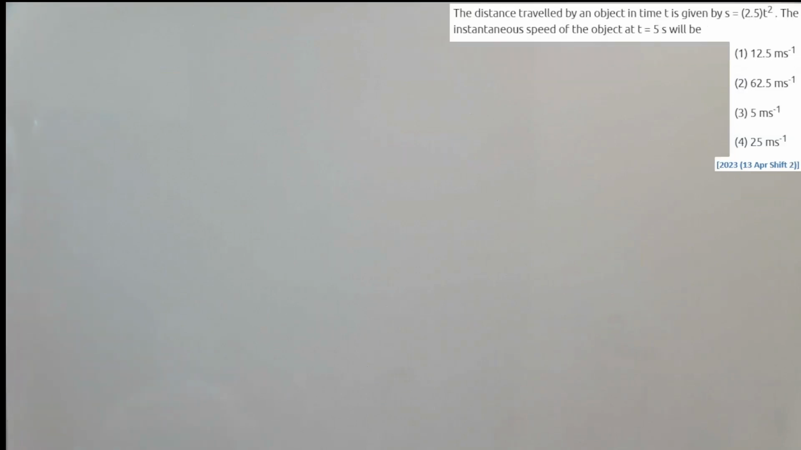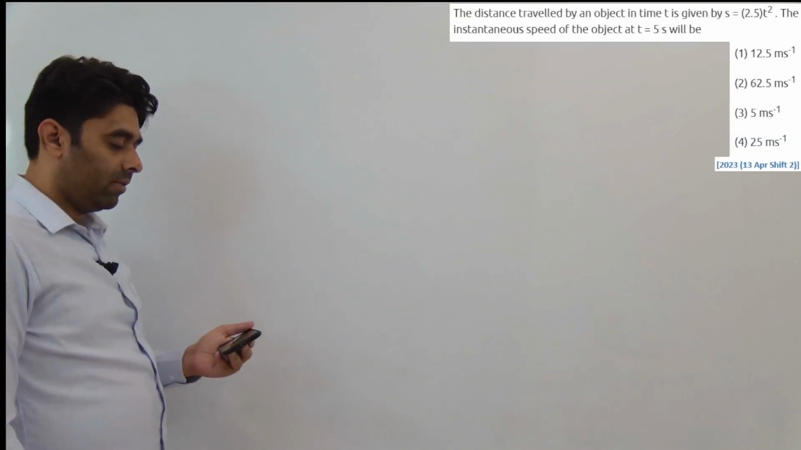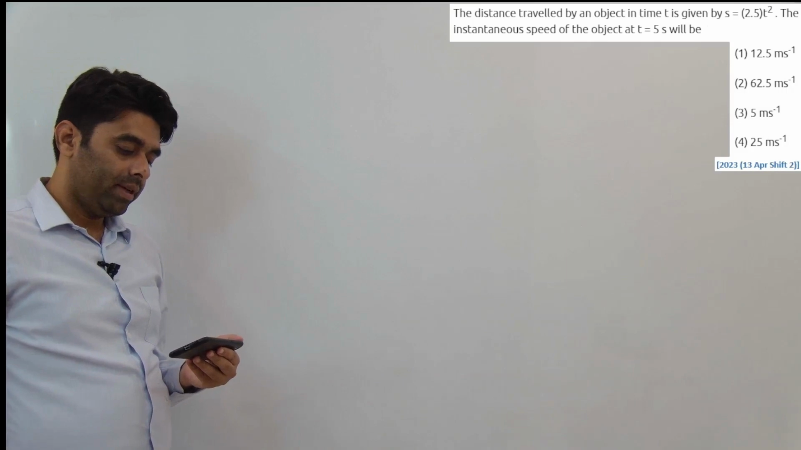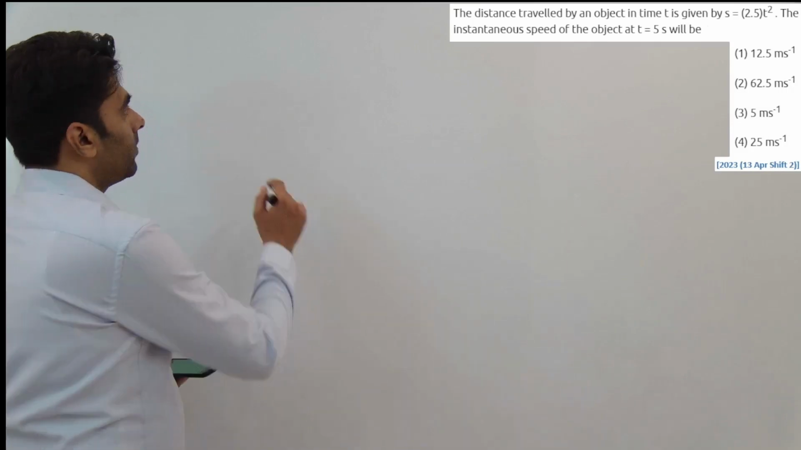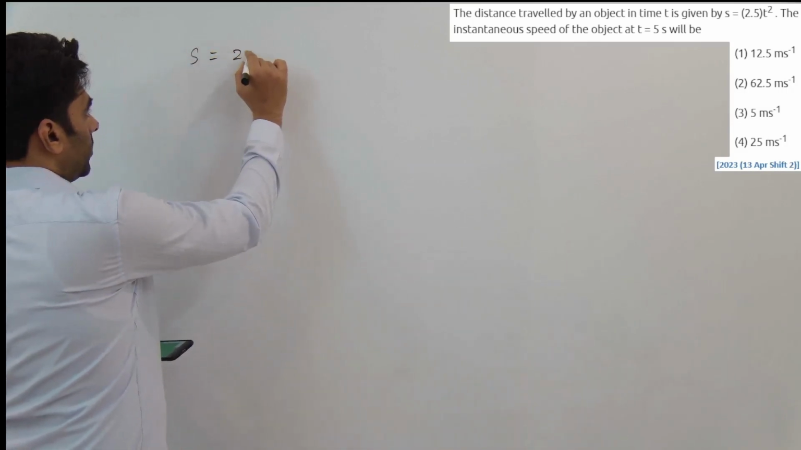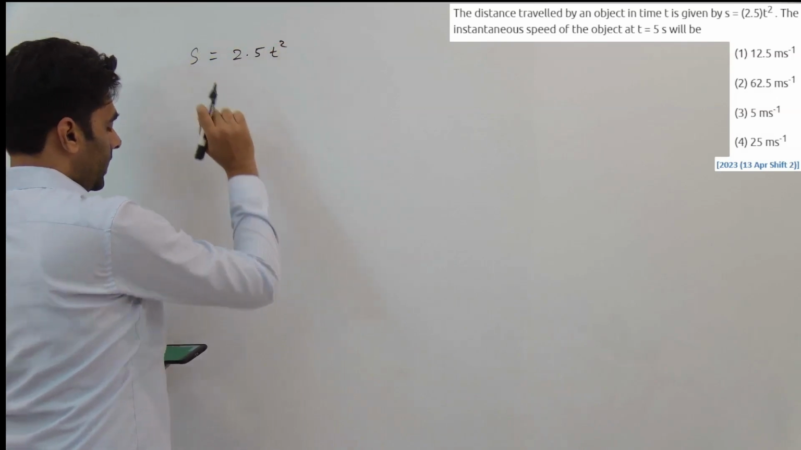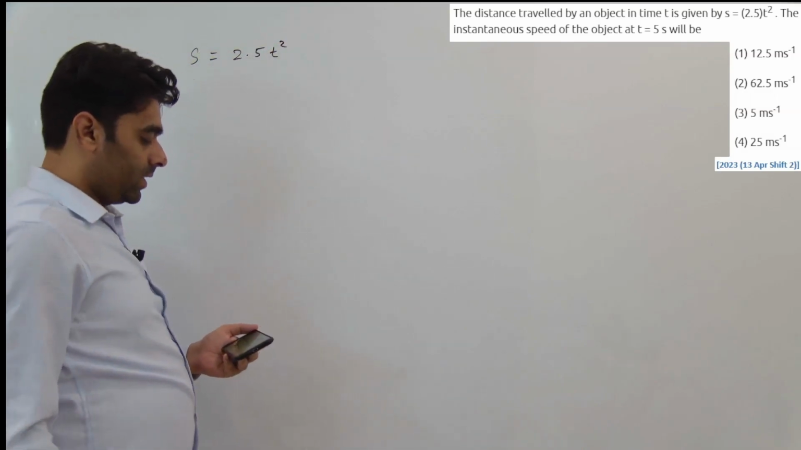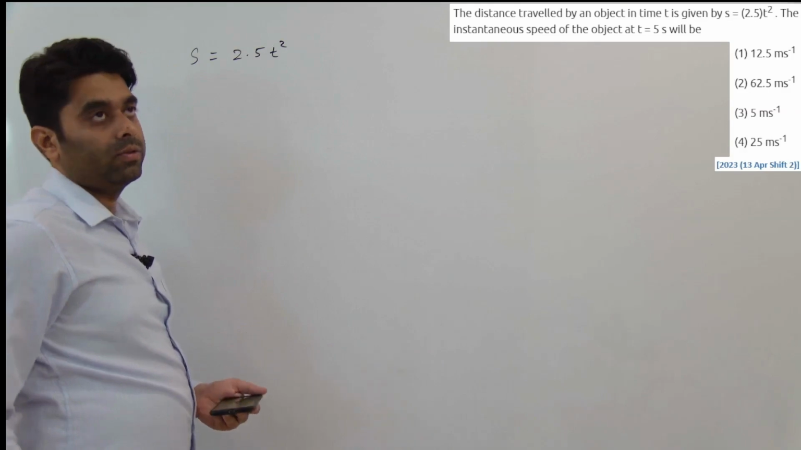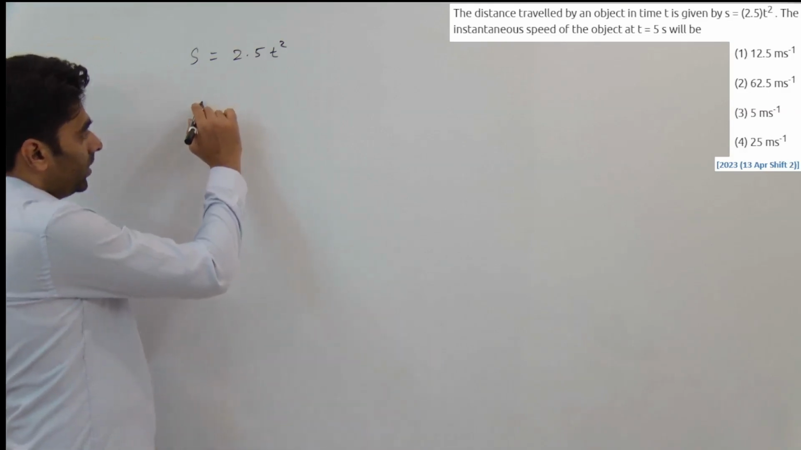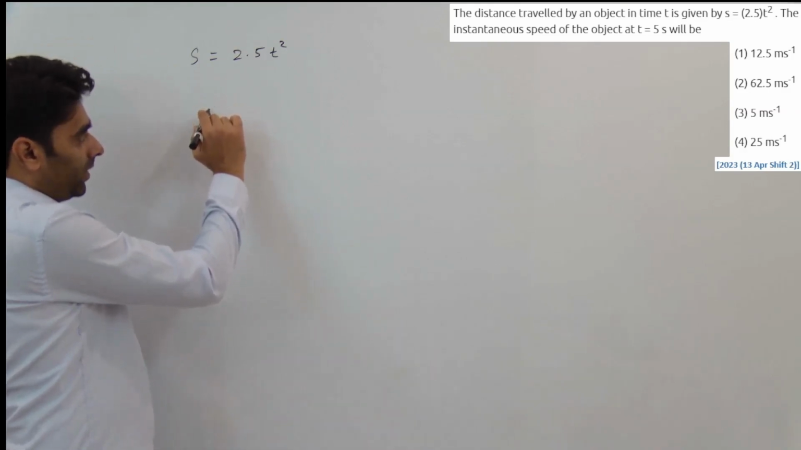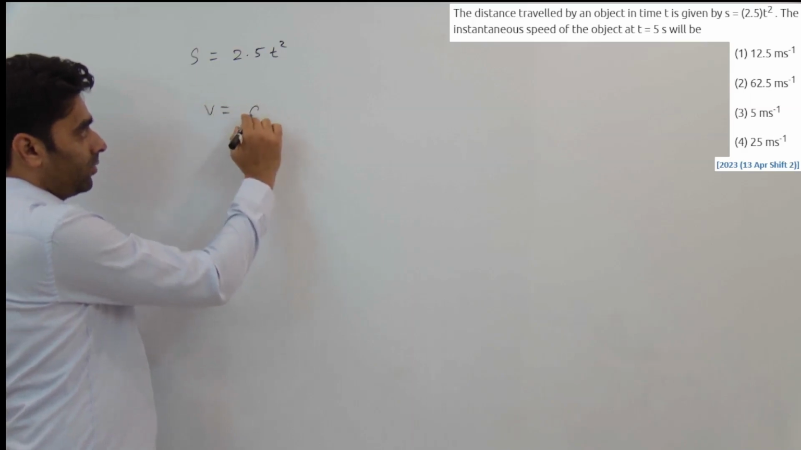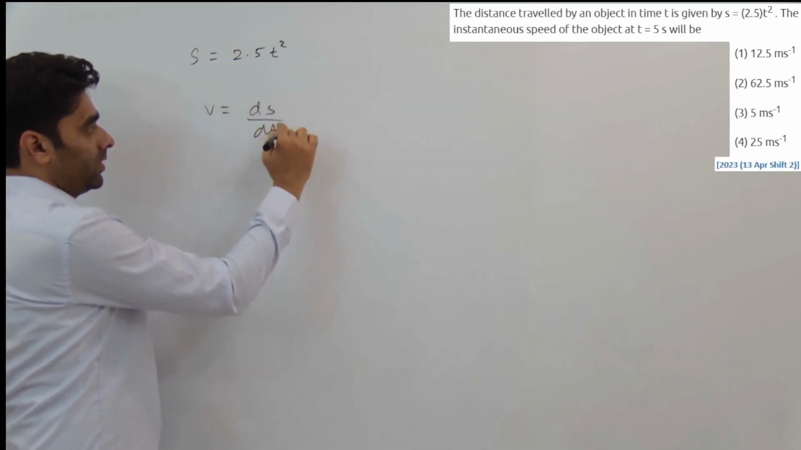So the next question says the distance traveled by an object in time t is given by s is equal to 2.5 t square. This s is the distance over here. We need the instantaneous speed of the object at t equal to 5 seconds. Fine. So beta, the instantaneous speed, if I have to write, let's call it v. v is equal to what? Rate of change of distance, that is ds by dt.